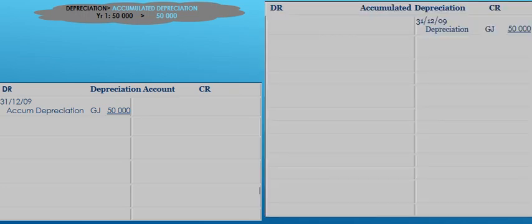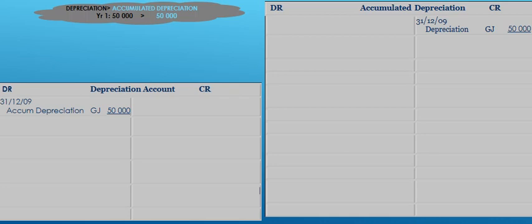The depreciation account will be created in the general ledger, and at the end of 2009, it will be debited with the details reading as accumulated depreciation posted from the general journal, the amount 50,000 on the debit side. This entry will be posted to the credit side of the accumulated depreciation at the end of 2009, with the contra reading as depreciation posted from the general journal, the entry 50,000 rand.